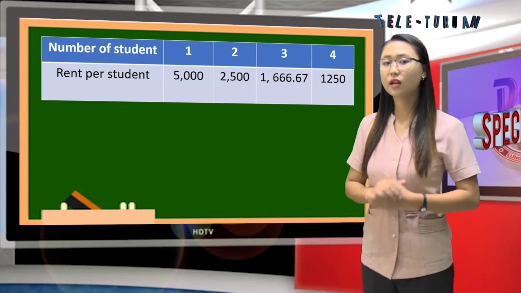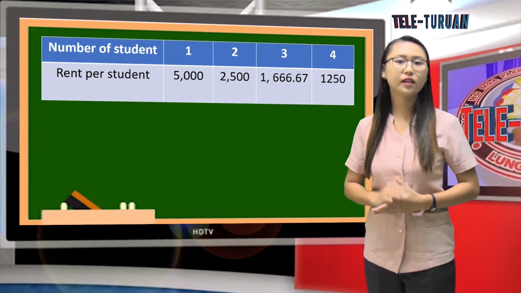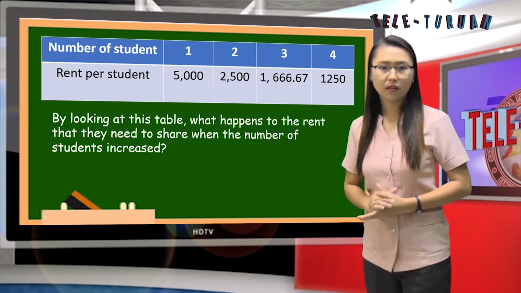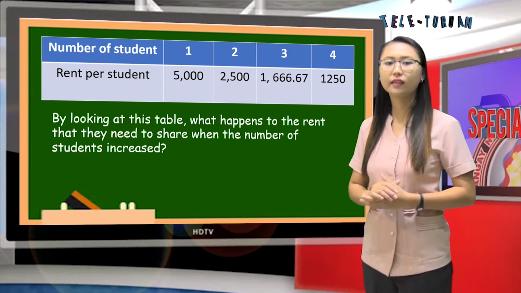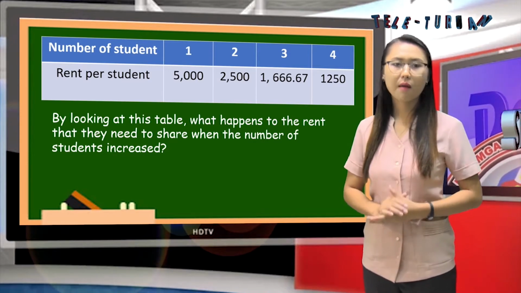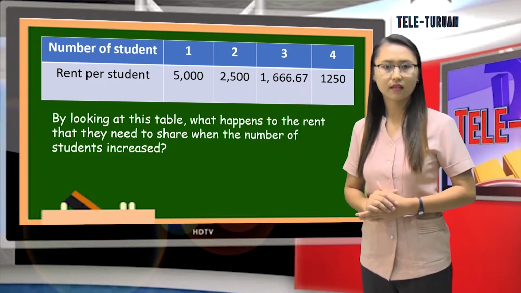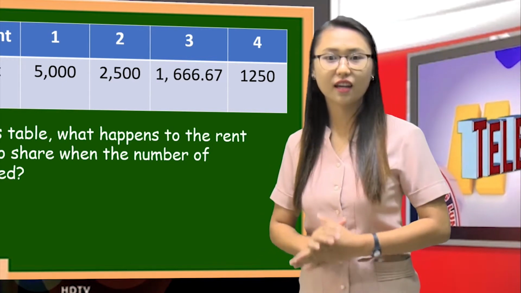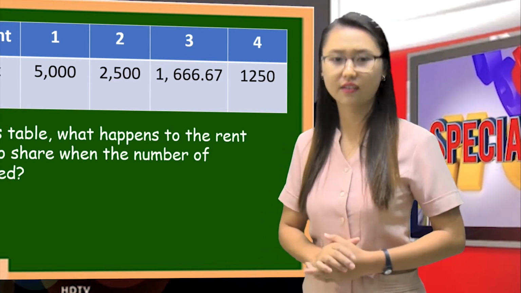This table shows the rent that they need to share for every student that will be added. By looking in this table, what happens to the rent that they need to share when the number of students increased? As we can see, as the number of students increases, the rent that they need to pay decreases.